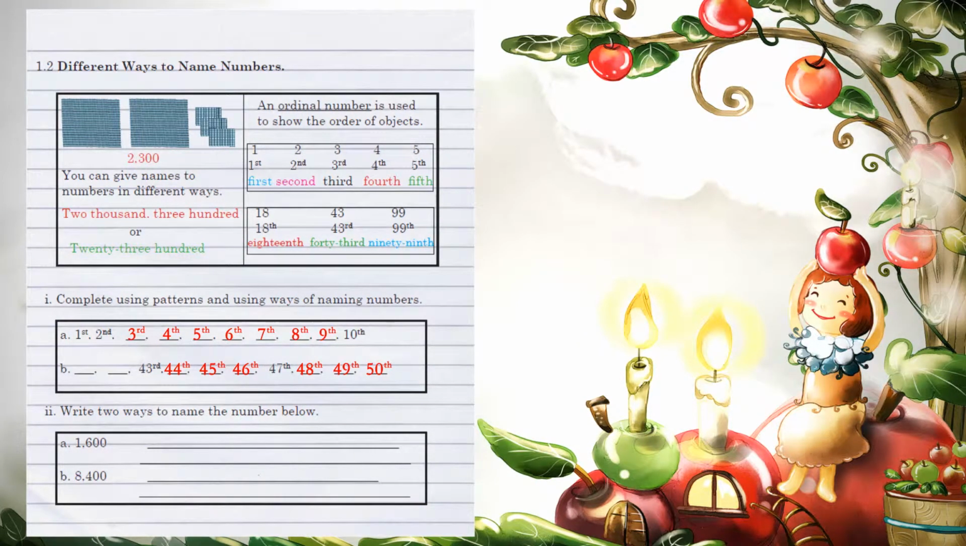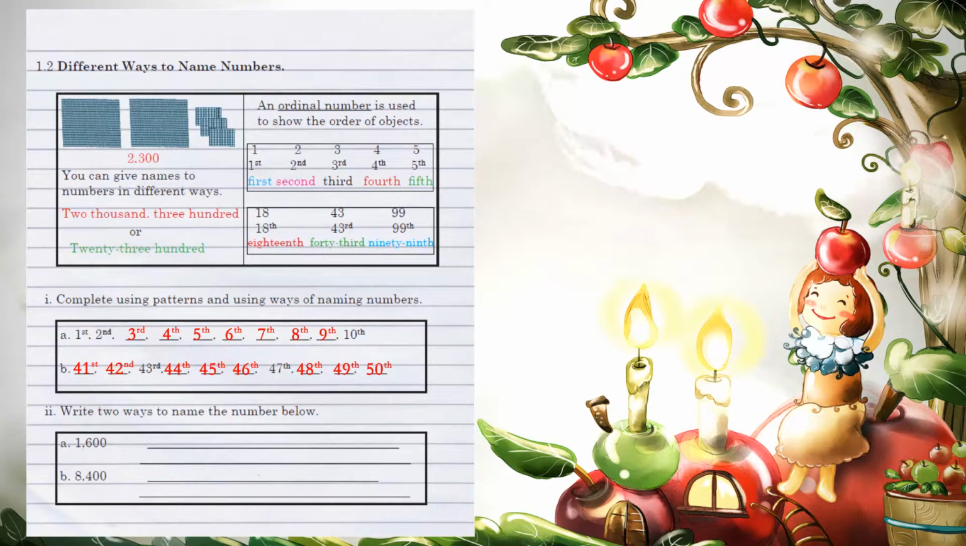In example B, I have a couple of blanks, and then I have 43rd. So what number comes in front of 43? Well, that's 42, which is the same thing as saying 42nd. What comes in front of 42? Well, that's the number 41, which is the same thing as saying 41st.